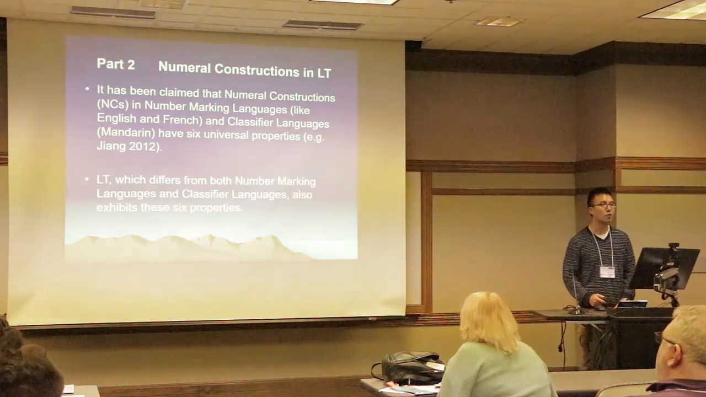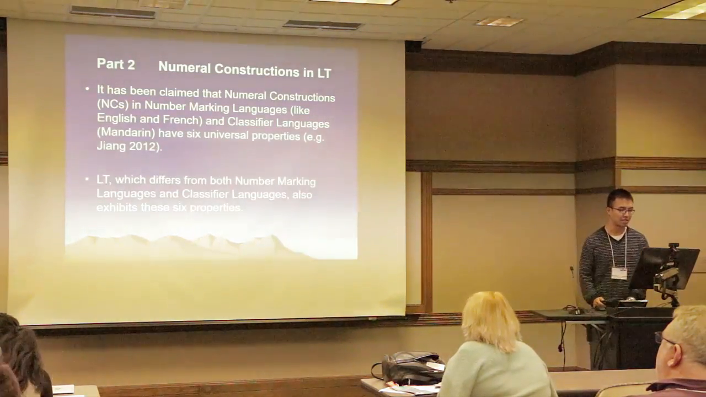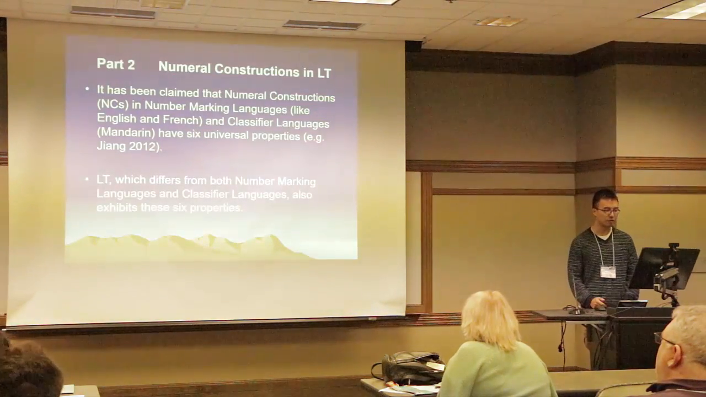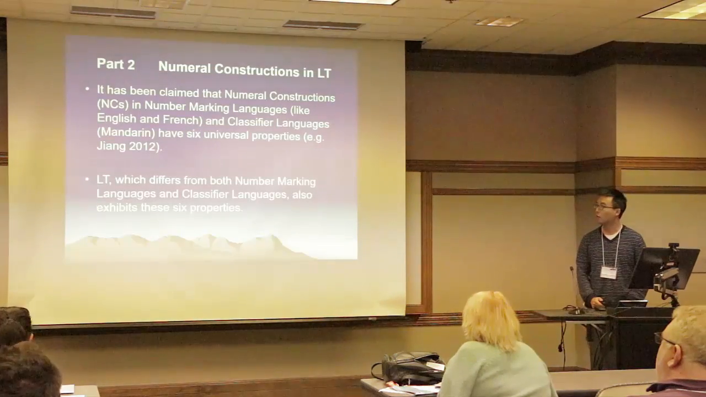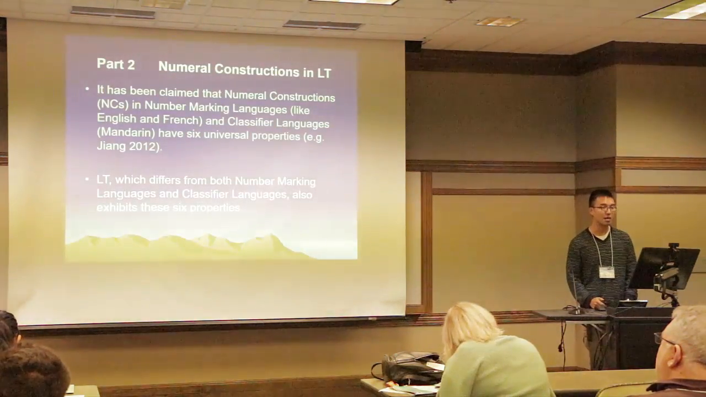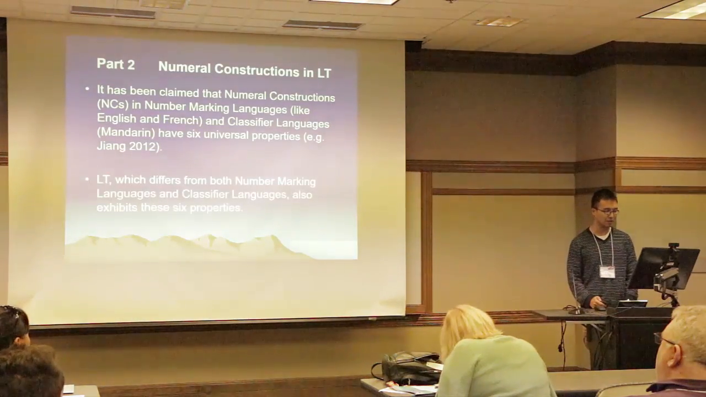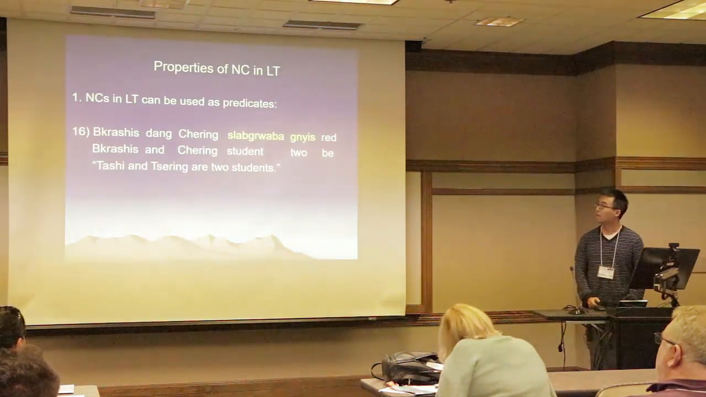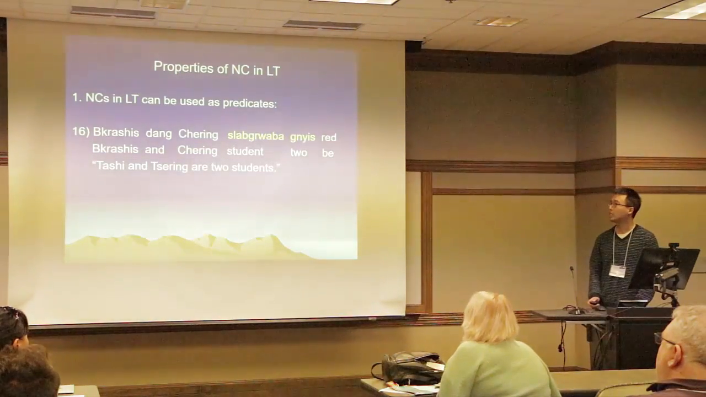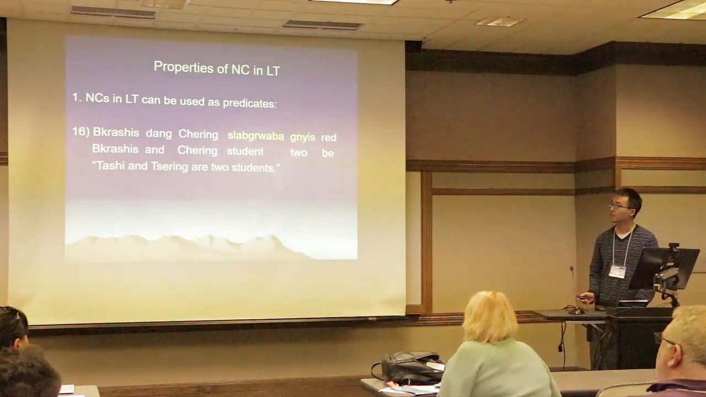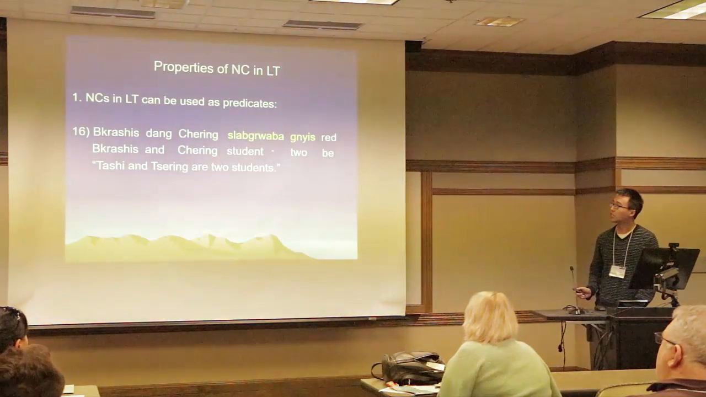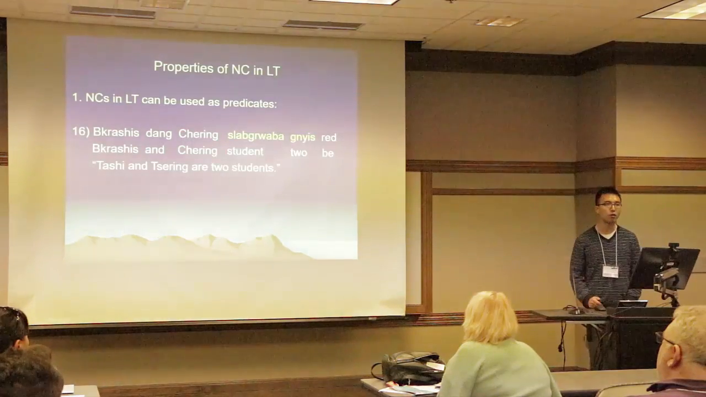It has been claimed that numeral constructions in number marking languages like English and French and classifier languages like Mandarin have 6 universal properties. Lhasa Tibetan, which differs from both number marking languages and classifier languages, also exhibits these 6 properties. So let's look at the 6 properties. First, numeral constructions in Lhasa Tibetan can be used as predicates. So if you want to say Tashi and Zhiren are 2 students, the 2 students here can be used as a predicate.